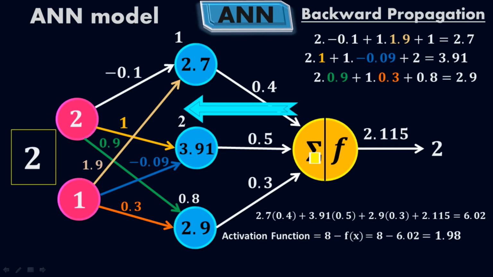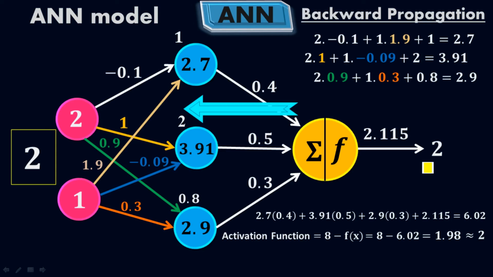After the summation, once you complete the summation, then the next job is the activation function. The activation function will decide whether I should pass the information to the output terminal or not. So after applying the activation function here, suppose I randomly pick 8. So 8 minus f of x. What is f of x? f of x is 6.02, which is the summation result of this expression. Therefore, I can write 8 minus f of x equals 8 minus 6.02 equals 1.98, which approximately equals 2. Therefore, we got the expected output, what we were trying to achieve as an output.